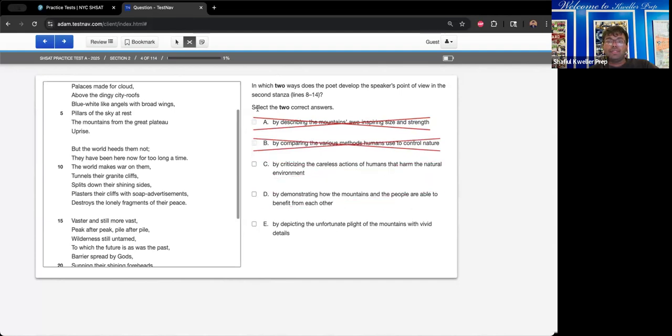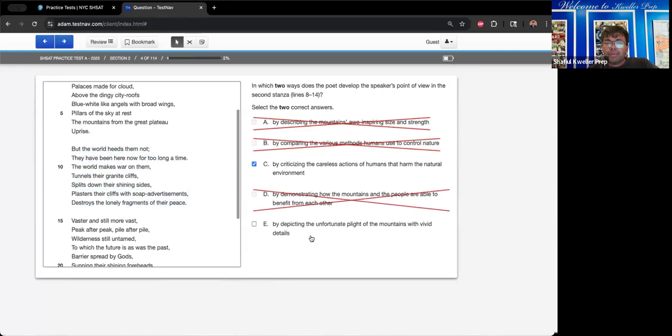Criticizing the careless actions of humans that harm the natural environment. This is a better answer choice because humans are not trying to control nature here, it's just kind of like they're destroying nature. So the fact that this specifies that the actions are careless, it's going to be C. D, by demonstrating how the mountains and the people are able to benefit from each other. No benefit is talked about here. Again, it's just people destroying it. This leaves E. What is E?